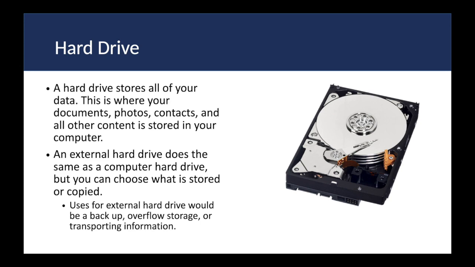Next, we have a hard drive. Now this is where all your documents, photos, contacts, and all other content is stored on your computer. A hard drive is also found in mobile devices, like a phone or a tablet. Hard drives are built into the hardware and can be called internal hard drives or internal storage. Think of it as a filing cabinet. It's going to hold all your documents, and when you do need something, you just open your drawer and pull out the paper. That's how the hard drive functions.